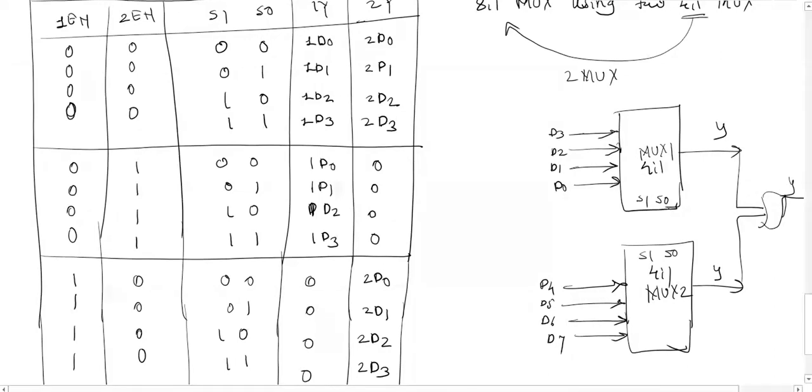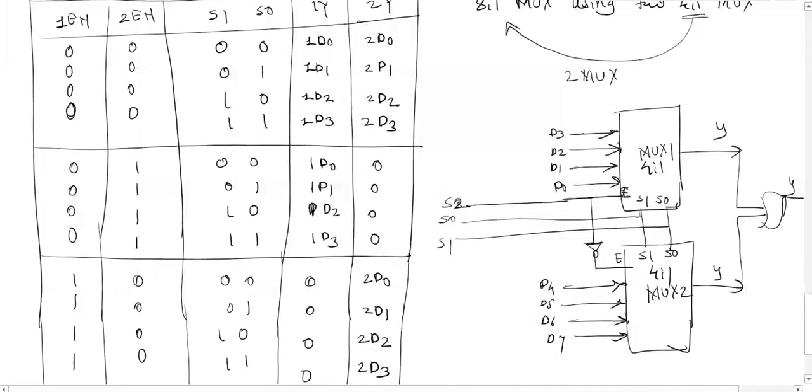So what we are going to do here is give S0 and S1 as common inputs to both. And S2 we are giving as an enable input to the first multiplexer and the second multiplexer, using a NOT gate while giving the enable input. So when S2 is equal to 0, then mux 1 will be selected. When S2 is 1, then mux 2 will be selected. This is an 8:1 multiplexer using two 4:1 multiplexers.